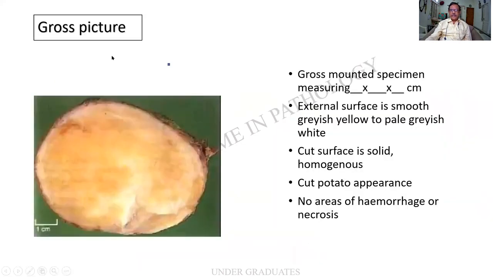The gross picture again. So this can be given to you people. It is a mounted specimen measuring dash into dash into dash centimeters. The external surface is smooth. What we are seeing is only the cut surface. Grayish yellow to pale grayish white. The cut surface is solid, homogeneous, and it produces what is called a cut potato appearance. There are no areas of hemorrhage or necrosis.